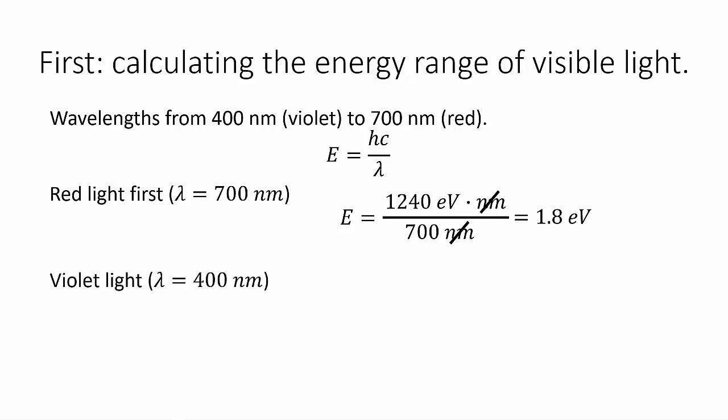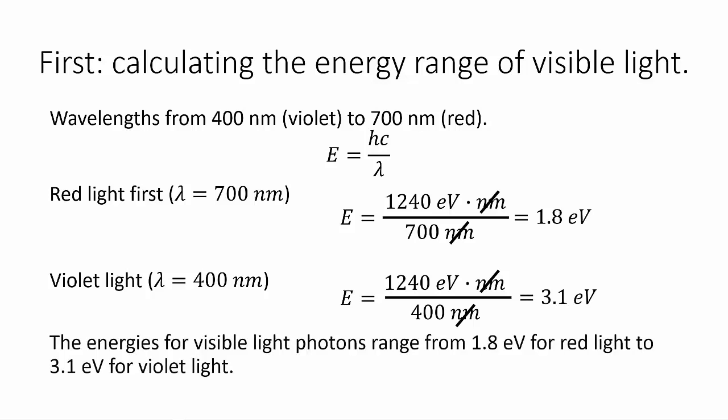For violet light, lambda equals 400 nanometers. It'll be just like the last calculation, but we'll stick in 400 nanometers instead. Same numerator, 1240 electron volt nanometers. That's the constant, the hc, divided by 400 nanometers. The nanometers will divide out, and we get 3.1 electron volts. The energies for visible light photons range from 1.8 electron volts for red light to 3.1 electron volts for violet light.